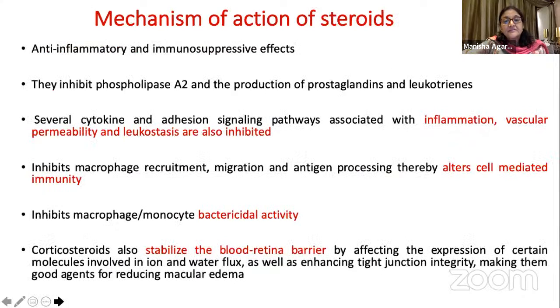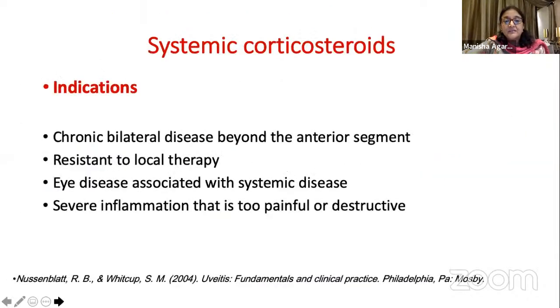There are several other mechanisms of action of steroids which have been described, like anti-inflammatory and immunosuppressive effects, involving several mechanisms, including an effect on several cytokines and additional signaling pathways associated with inflammation, vascular permeability, and leukostasis. They're all inhibited. It also tends to inhibit macrophage recruitment, migration, and antigen processing, thereby altering the cell-mediated immunity. It is also said to have some element of bactericidal activity and also stabilizes the blood-retinal barrier.